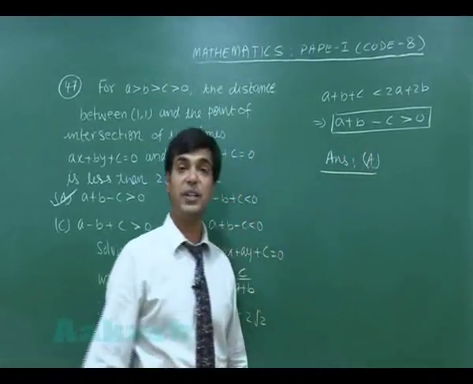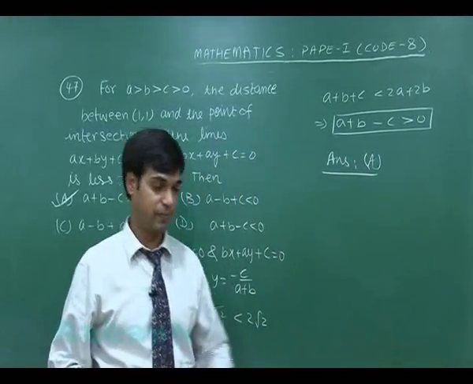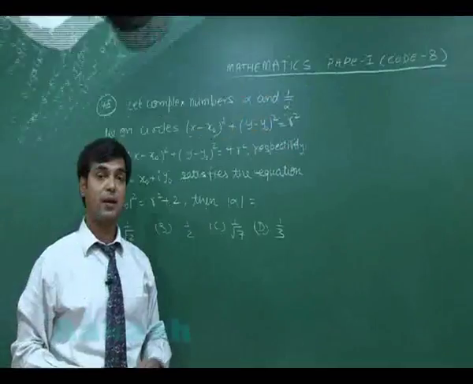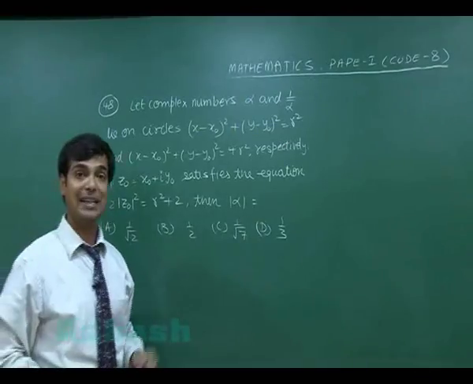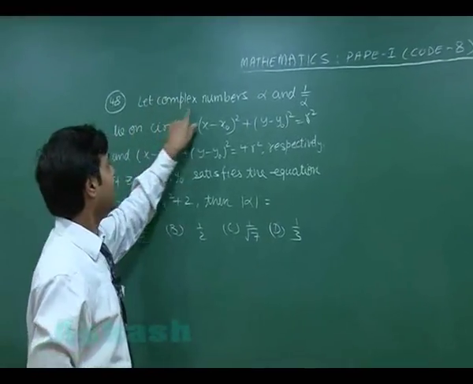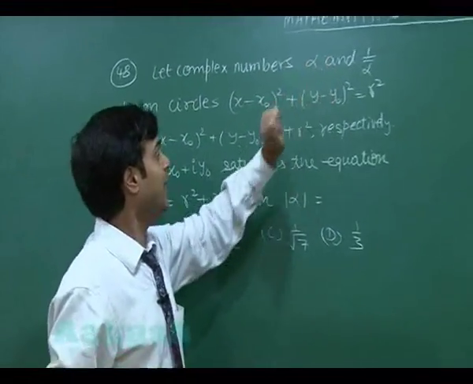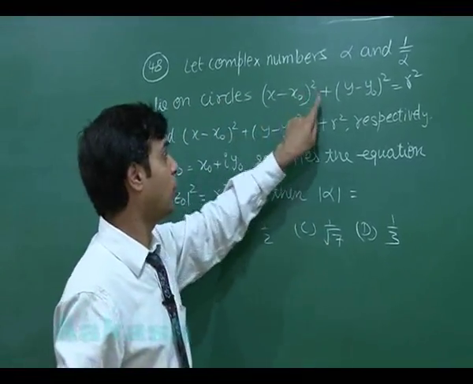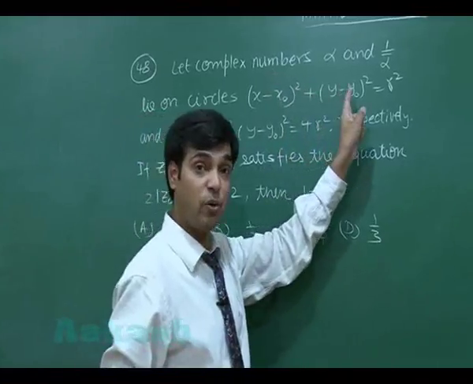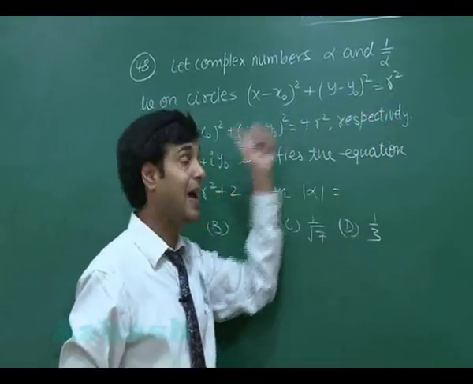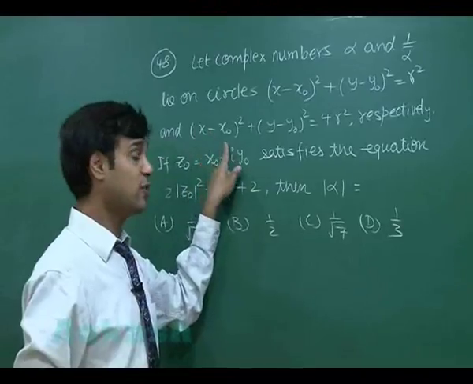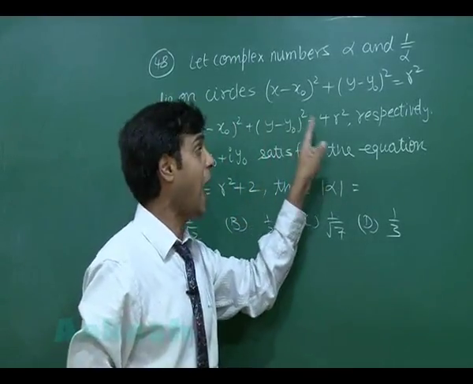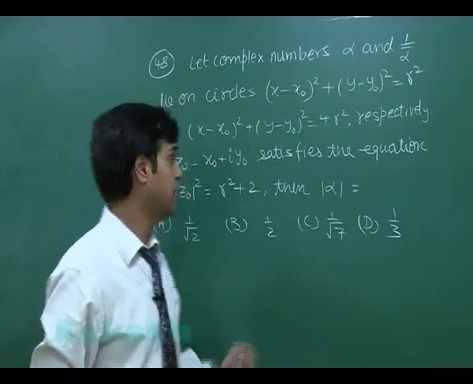Let's move to the next question, that is question number 48. Let's talk about question number 48. Let complex numbers alpha and 1 upon alpha bar lie on circles (x minus x naught) whole square plus (y minus y naught) whole square equals r square, and (x minus x naught) whole square plus (y minus y naught) whole square equals 4r square respectively.